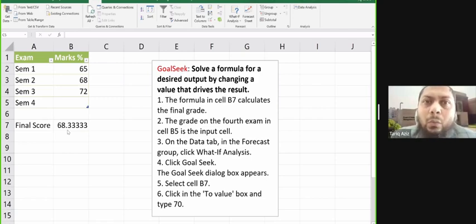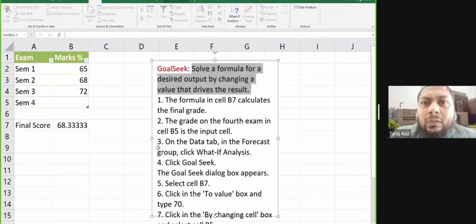In this case, the goal seek function of spreadsheet can be used. Goal seek is used to solve a formula for a desired output. Our desired output is 70. The student wants 70% as overall score in his course. He wants to know how much marks he should obtain in the fourth semester so that his final score becomes 70%.